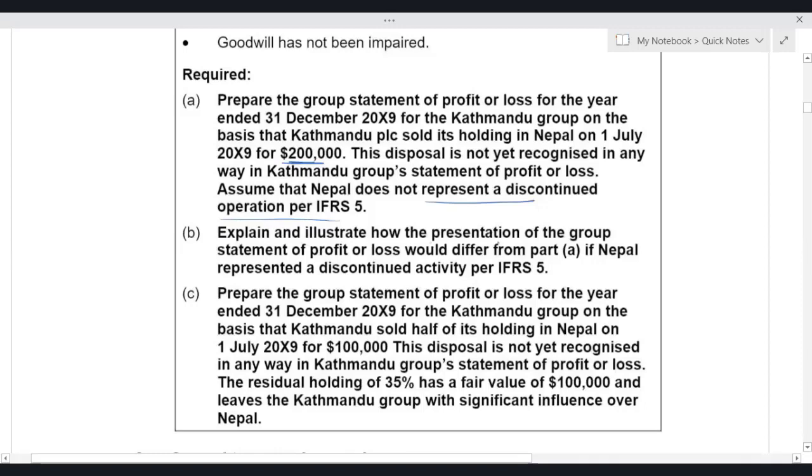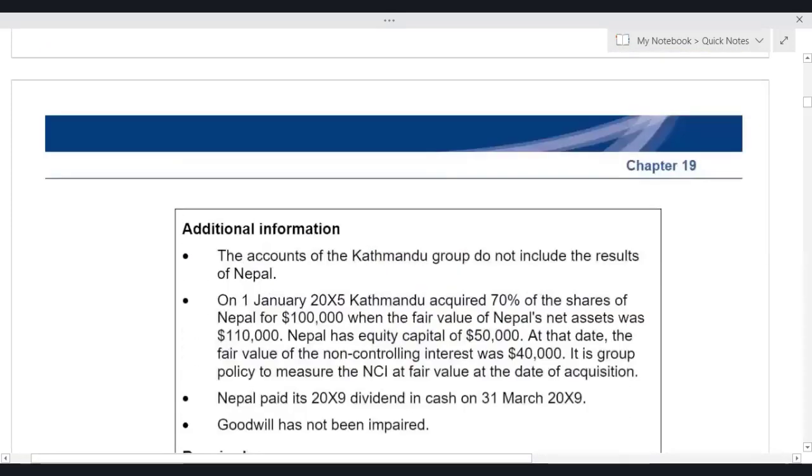Explain and illustrate how the presentation of the group statement of profit and loss would differ from part A if Nepal represented a discontinued operation. Basically, if Nepal represented a discontinued operation, then up to the date of disposal, you will have to calculate the profit or loss of the subsidiary, but that will be presented under discontinued operation, plus the gain or loss on disposal. You will also take that into the discontinued operations. Let's read the question and then we'll quickly discuss part A and B.